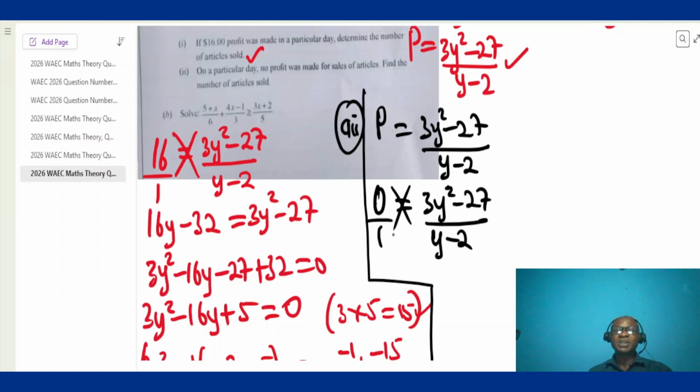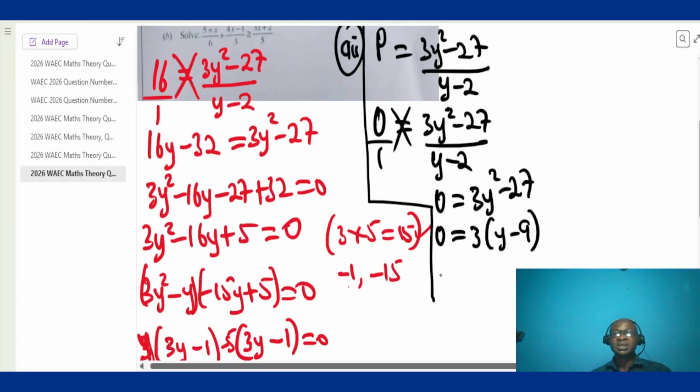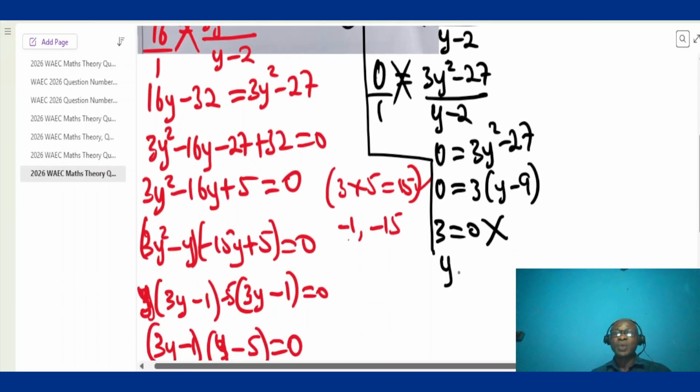By cross multiplication, if I use y minus 2 to multiply 0, I'll still get 0, equal to 3y squared minus 27. So this means that 0 is equal to 3, which is common, times y squared minus 9. All right. So moving forward, this is now going to be that 3 is equal to 0. So this is discarded. And we also have it that y squared minus 9 is also equal to 0.